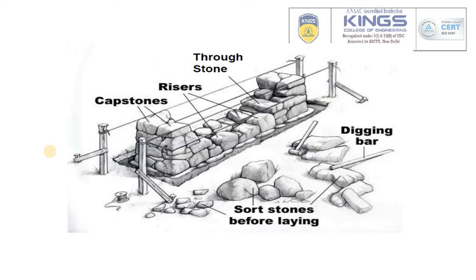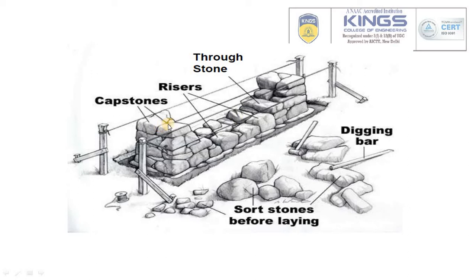So these are the examples of stone masonry construction. This is the digging bar, this is the capstone and risers. This is the capstone, this is a through stone, this is a riser, and these are the stones sorted before laying. We have various types of stones: a variety of shapes, bigger shapes, smaller shapes, lengthy ones. So we have to categorize all those stones, and after that we need to place them with the help of mortar.